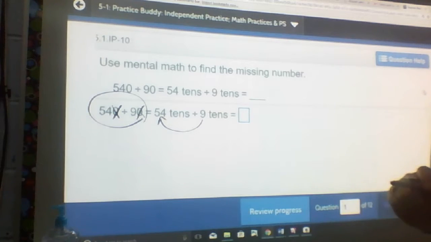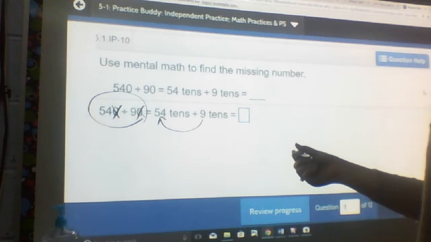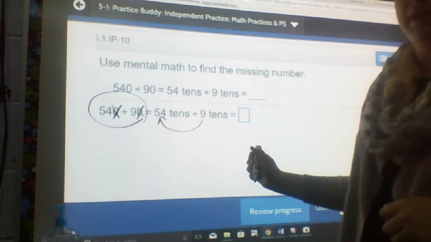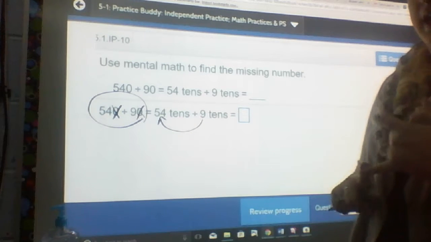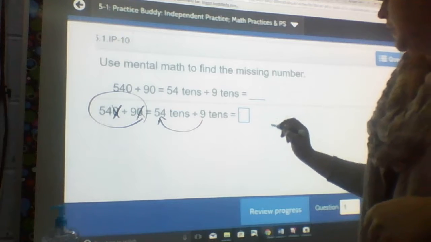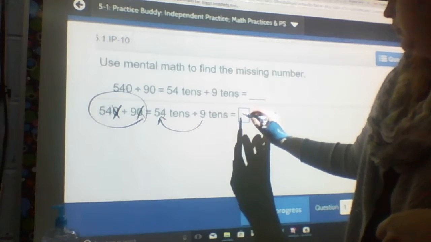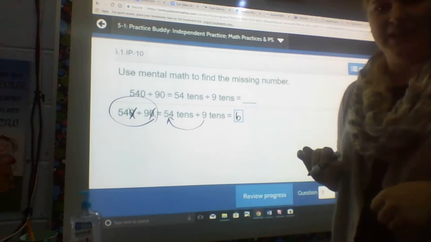If you don't know your basic multiplication and division facts, you can use another strategy like a grouping model. You can use repeated subtraction. You can use a number line or number chart. But since I know 9 times 6 equals 54, I can just put a 6 in that box.